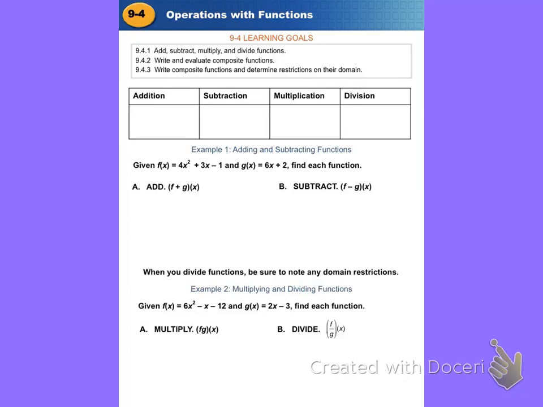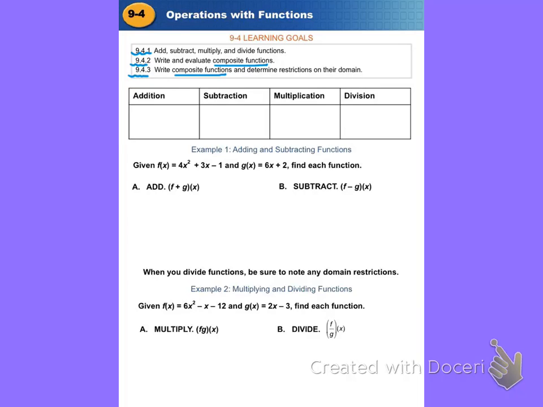So our learning goals are to add, subtract, multiply, and divide functions. That's our first learning goal, to actually do these four operations on functions. And then we're going to be learning a new operation called composition of functions. So we will be writing and evaluating composition functions. And then we'll write composite functions and determine restrictions on their domain. So besides adding, subtracting, multiplying, dividing, we're going to be focusing on composition of functions.